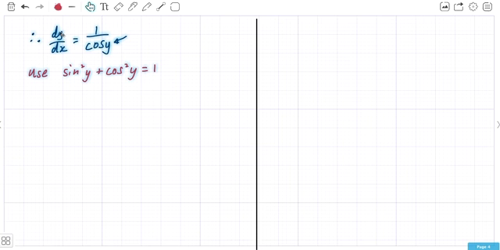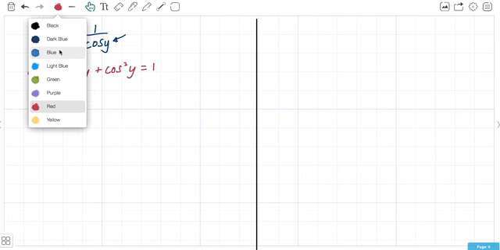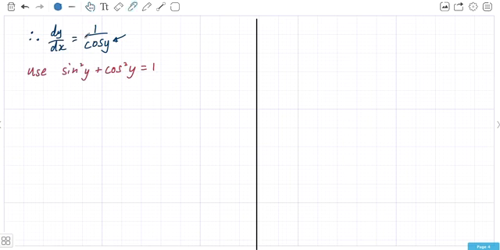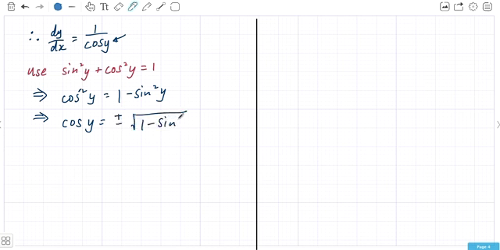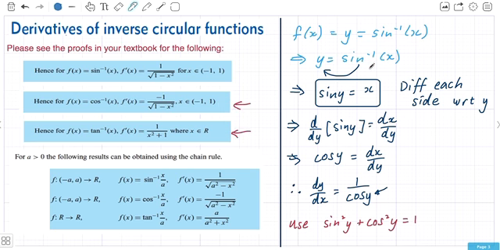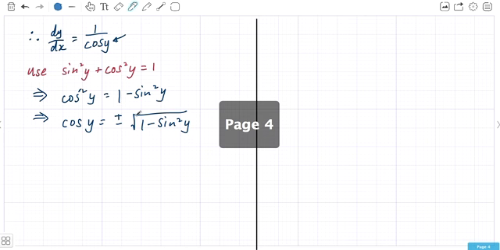Now we're going to use this result and try to do something with this cos y. This result implies that cos squared y equals 1 minus sine squared y. That means that cos y equals plus or minus the square root of 1 minus sine squared y. Now we have to consider a few things in the question. The first is that we know what sine y is. Sine y is x.